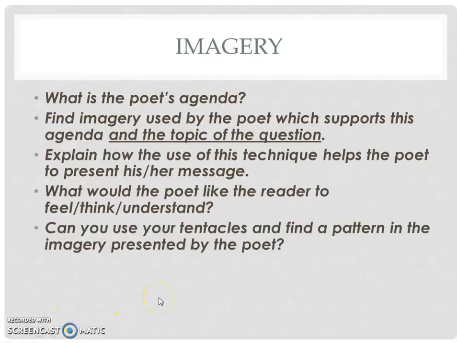Okay, so imagery. What is the poet's agenda? Find imagery used by the poet which supports his agenda and the topic of the question. So it's exactly the same process. You don't want to find every image in the poem. You're writing a 24-mark question. Have a look through and find maybe a couple of really strong images that really help us think and feel and understand about the moon.